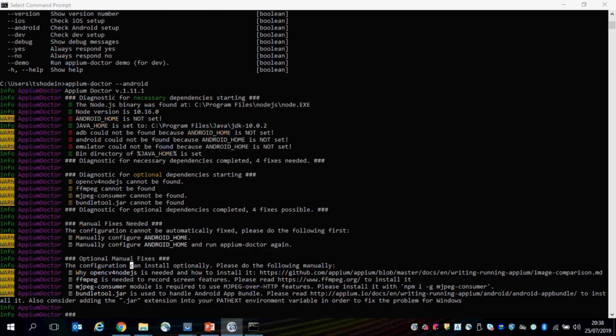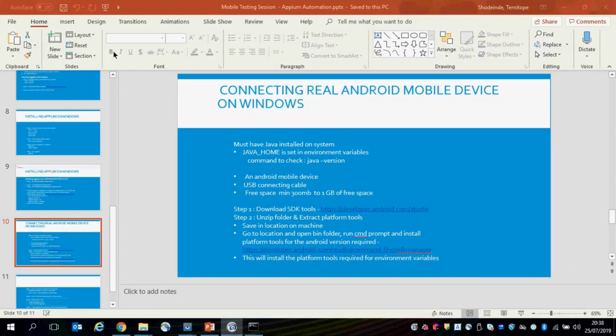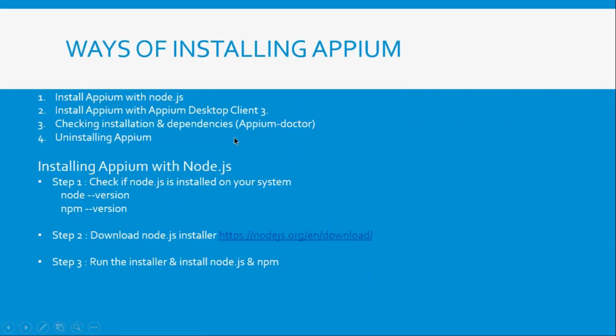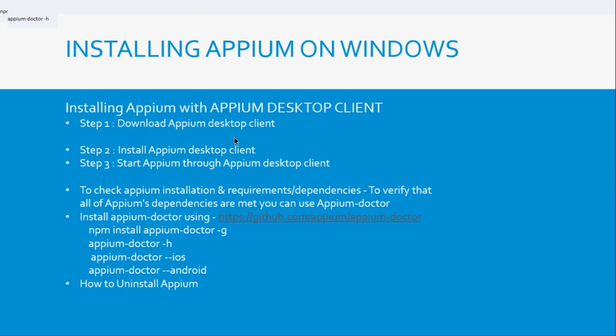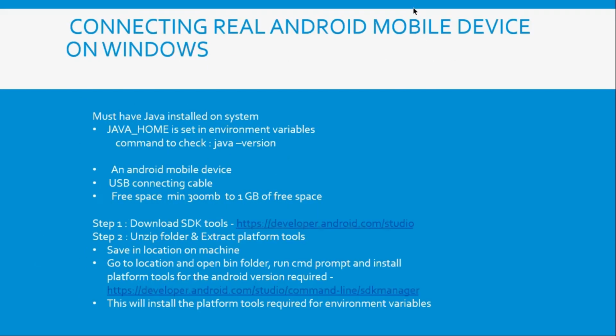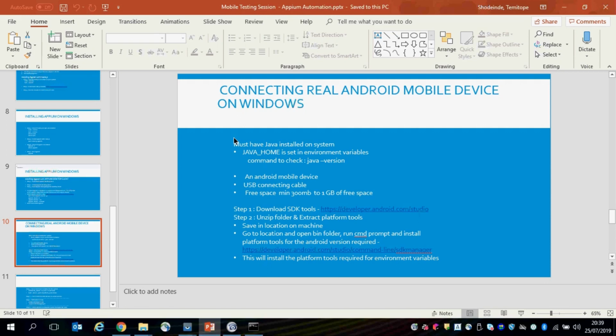Right, so we are going to move into what we intend to do today. Basically, what we are going to be doing today is how to connect a real Android mobile device to your Windows machine. Part of the prerequisites to be able to do this is to have your Java home set up in your environment variables. I'm sure we would have looked at this while doing the automation.